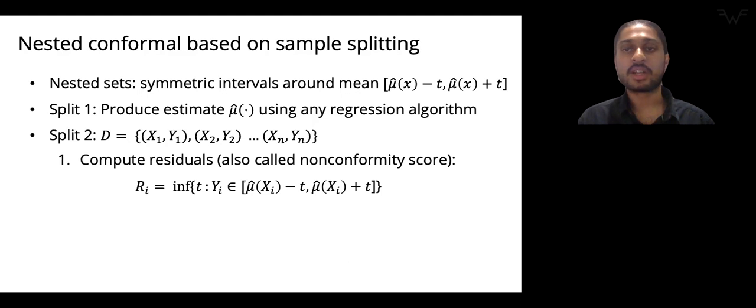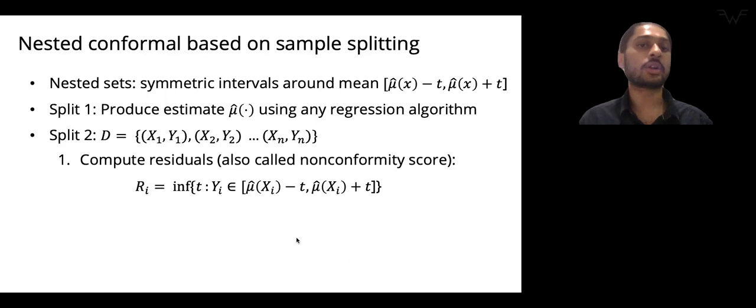On these endpoints, we compute the residual of yi with respect to the nested family, formally defined as the minimum value of t such that y belongs to this particular set. So mu hat plus minus t is a huge family, and you want to find out the smallest value of t such that yi actually belongs to this set.